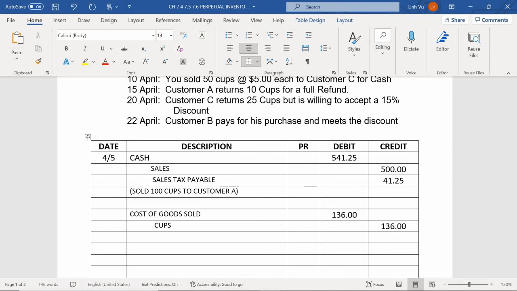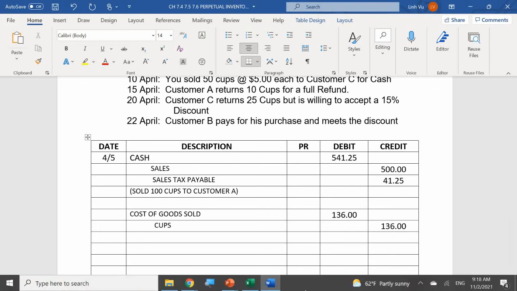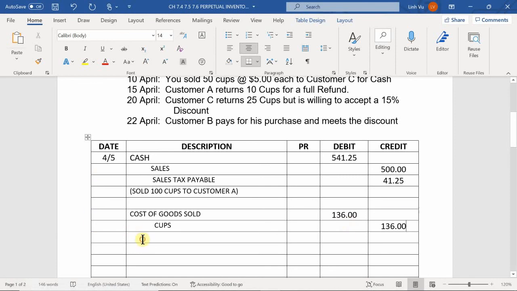Okay. Now, this is what you can do too. Since this is one transaction, or they're from the same transaction, it's up to you. You can put another note here that you sold, or you could have attached the description down here too. But I'm just going to go ahead and type that in there. Sold 100 cups. Okay.